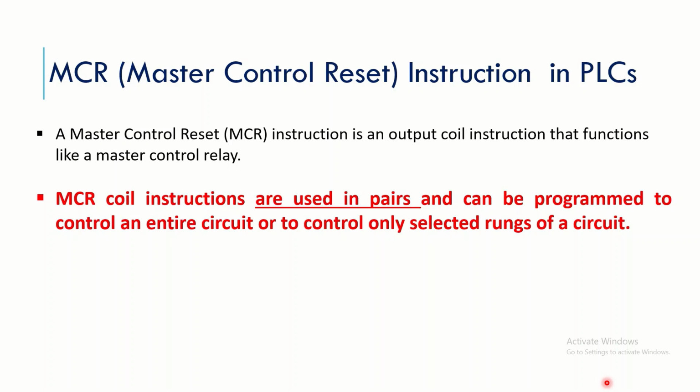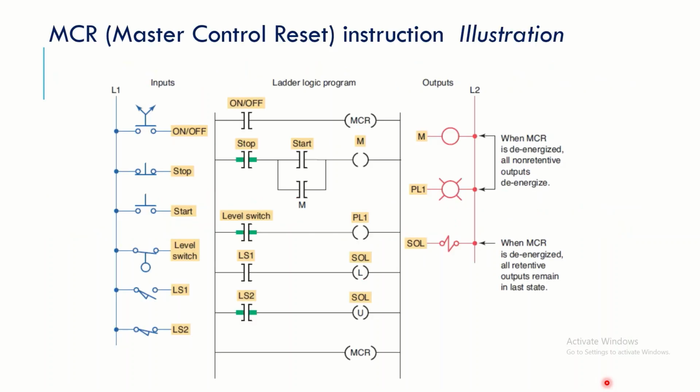You may like to control the entire circuit by taking the circuit within these pairs, or you can make selected rungs be controlled by putting them within these pairs. This you have to remember. Let us go for this illustration.